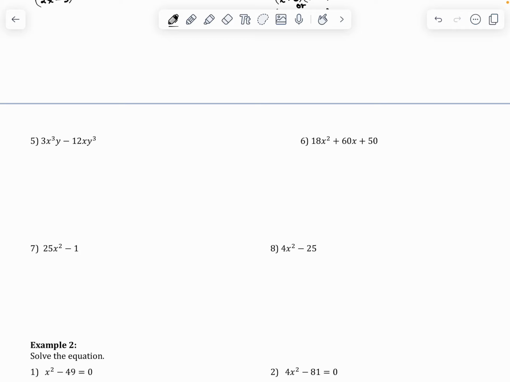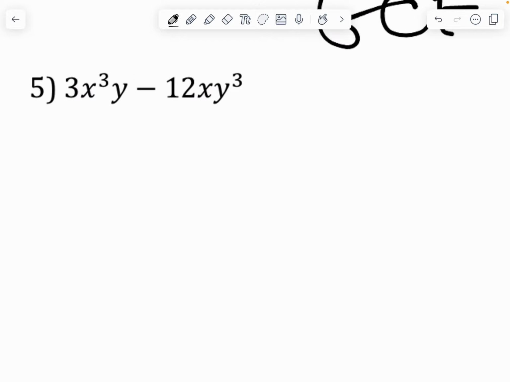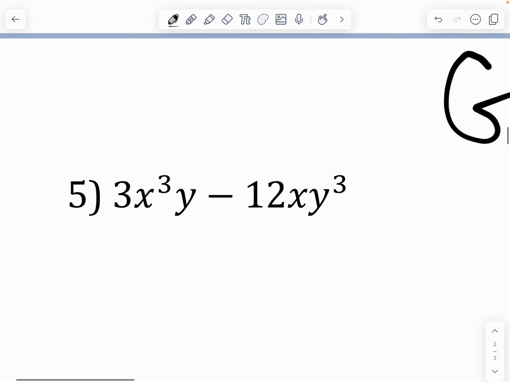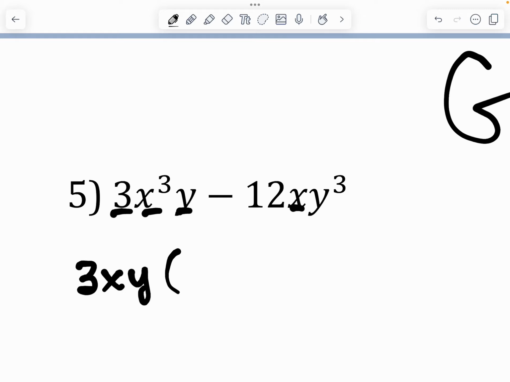The next thing we're going to look at is, the first thing that we should always check for is, does it have a greatest common factor? Then we're going to check to see if it's a perfect square, okay? So let's take a look at the first one. What can I take out of each of those? Well, I know I can take a 3, I can take 1x, and I can take 1y. So if I take 3xy out, I'm left with x squared minus 4, I took an x out, y squared.